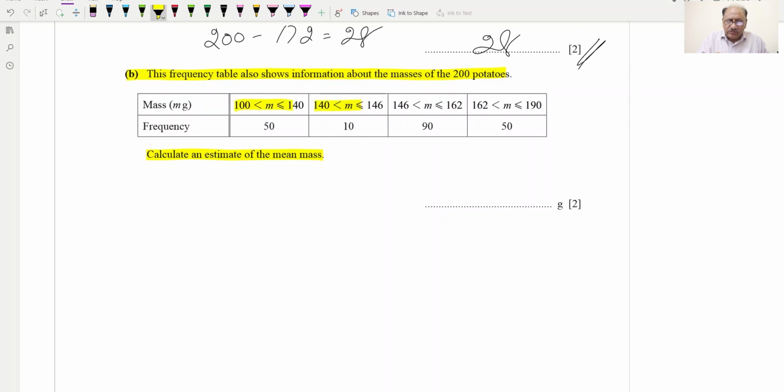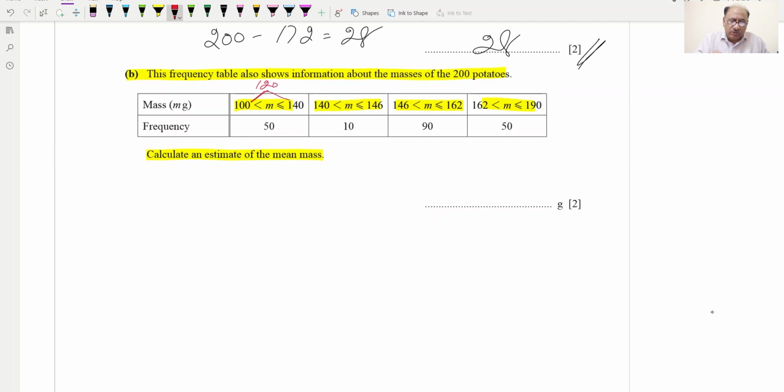We know these are the ranges provided. For example, for these 50 potatoes, we don't know the exact mass of each. Maybe all are 100 or 140, more than 100, because 100 is not excluded in this one. In between 100 and 140, 140 is included in this range. So we will take the mid-range for that one. We will take the mid-range of 100 and 140.